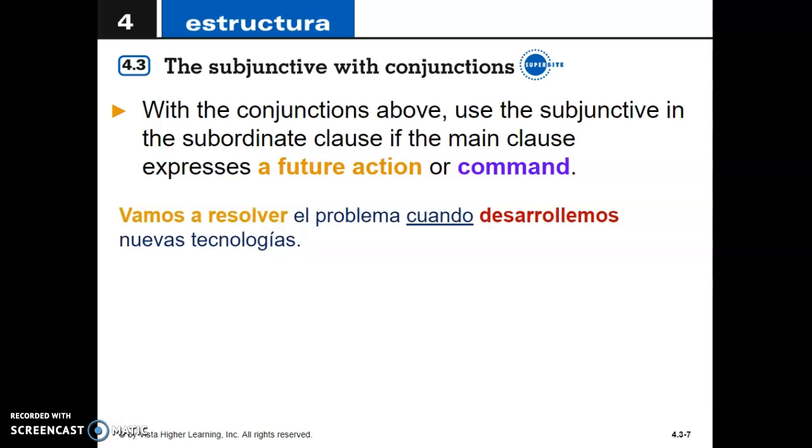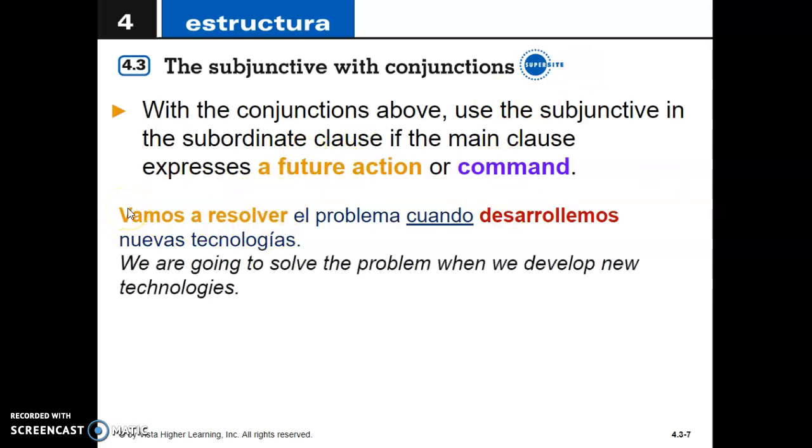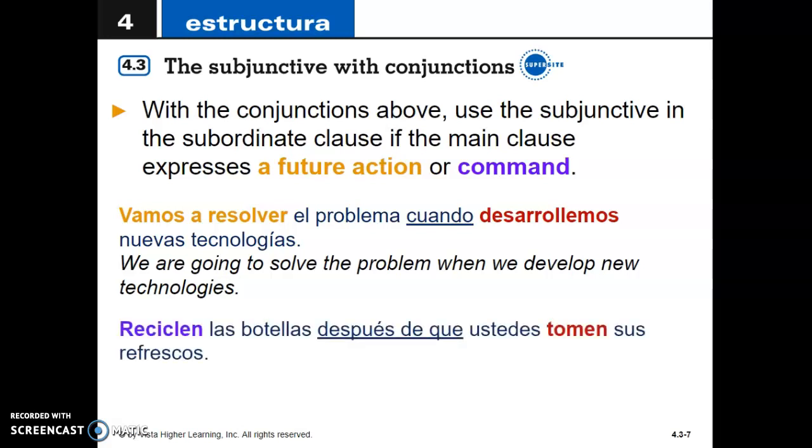Here's some examples. Vamos a resolver el problema cuando desarrollemos nuevas tecnologías. So, these colors match for a reason. This is a future action. We are going to solve the problem when we develop new technologies. When? Not sure. That's kind of why that connotation of doubt, uncertainty, etc.